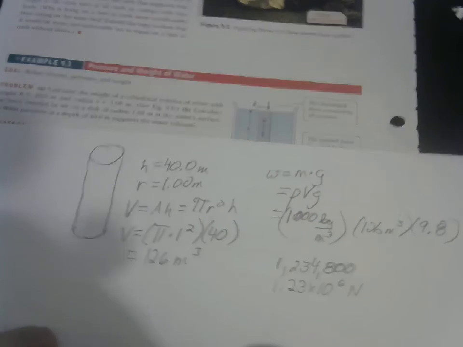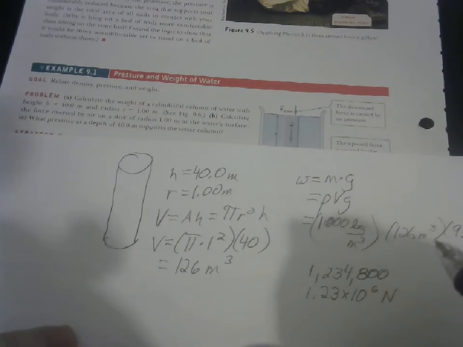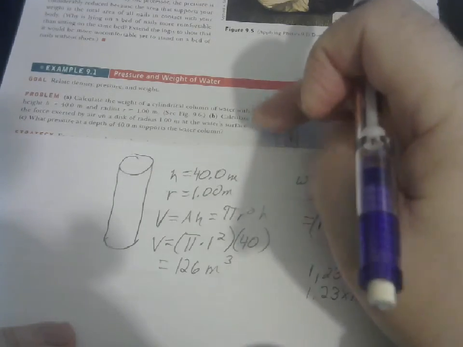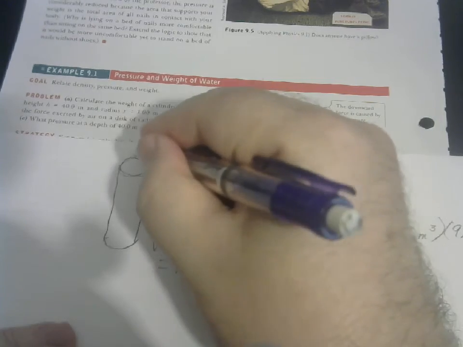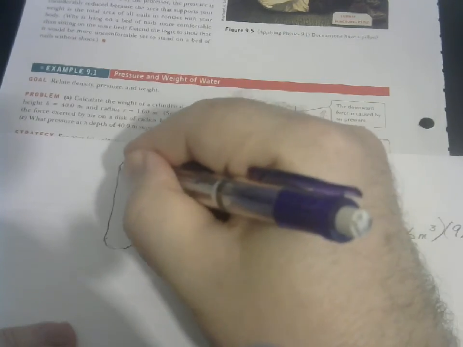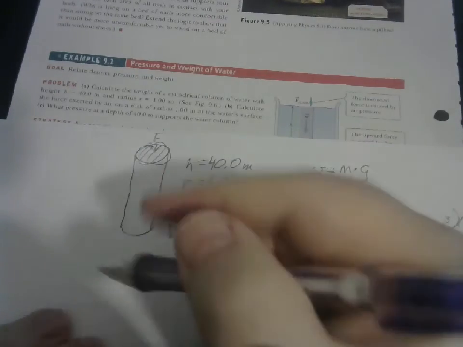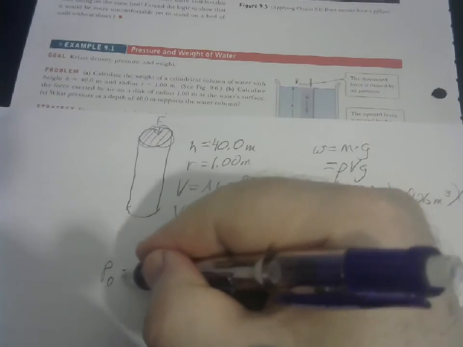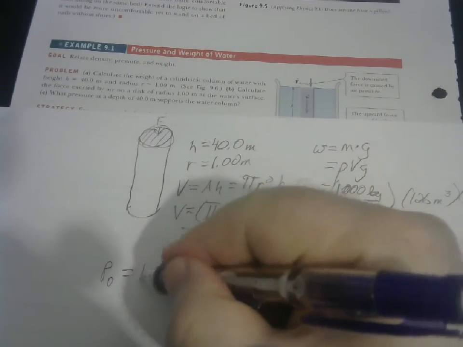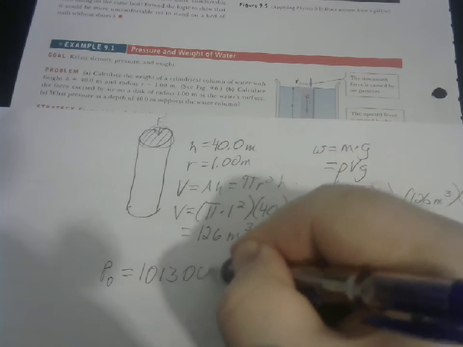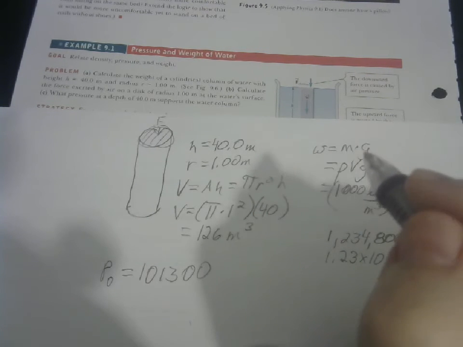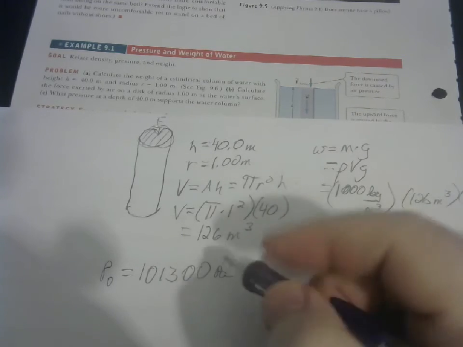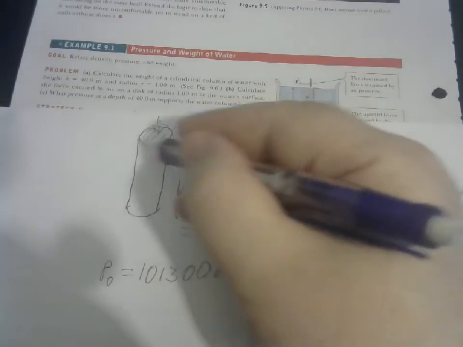Part B is to calculate the force exerted by air on a disk of radius 1 meter at the water surface. So we want the force right here. And the key to that is that the pressure at the surface, we're going to always use this number, 101,300 pascals, or newtons per meter squared, and we're going to multiply that by the area.